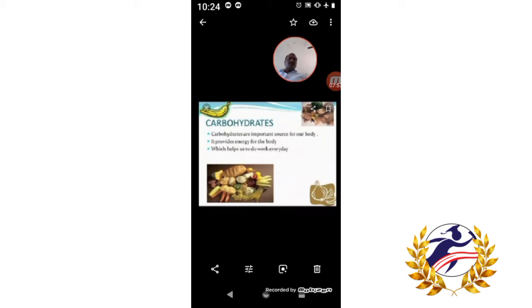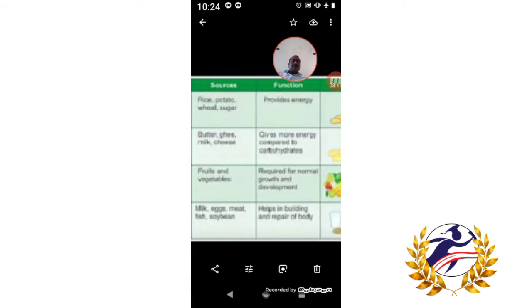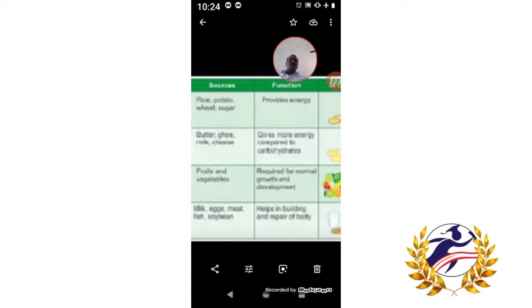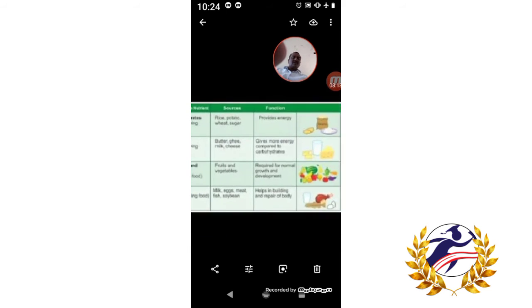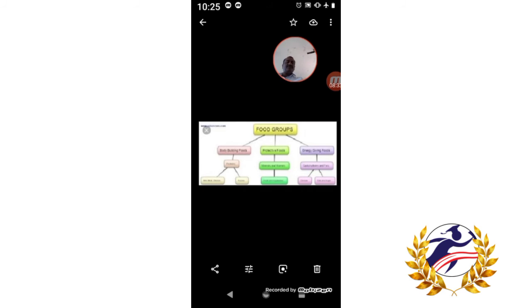So what are the different foods that provide carbohydrates? You have to say the sources. So from what source we will obtain them, what are their functions, right? Fats, vitamins, proteins. So from what source we will get them, you can observe this table, right?